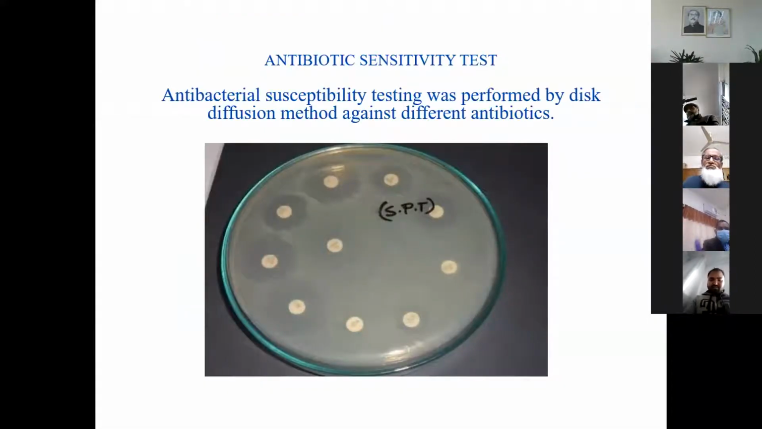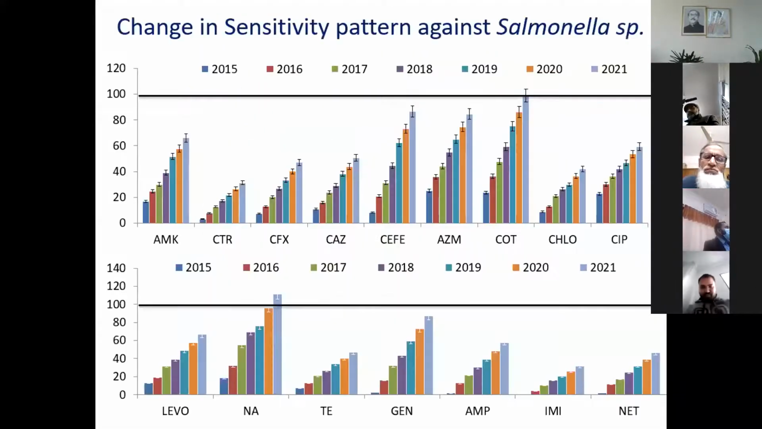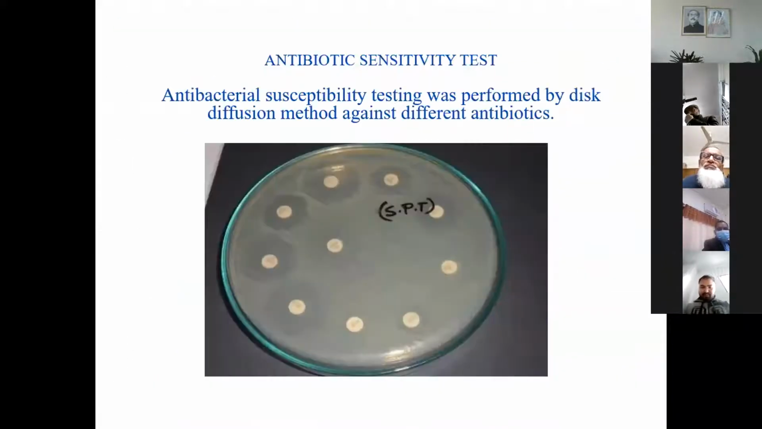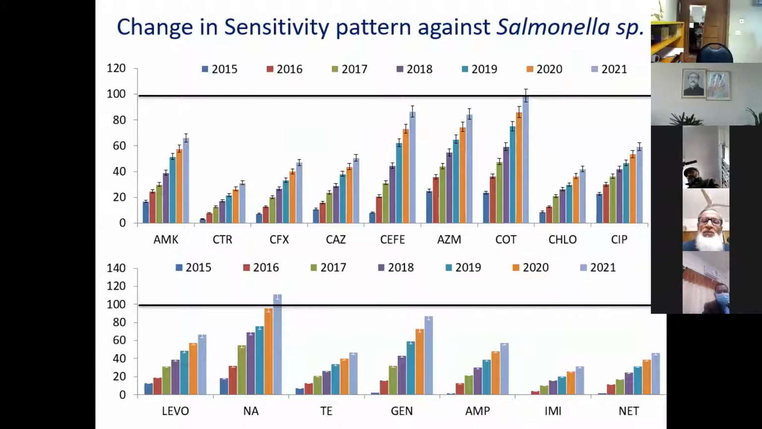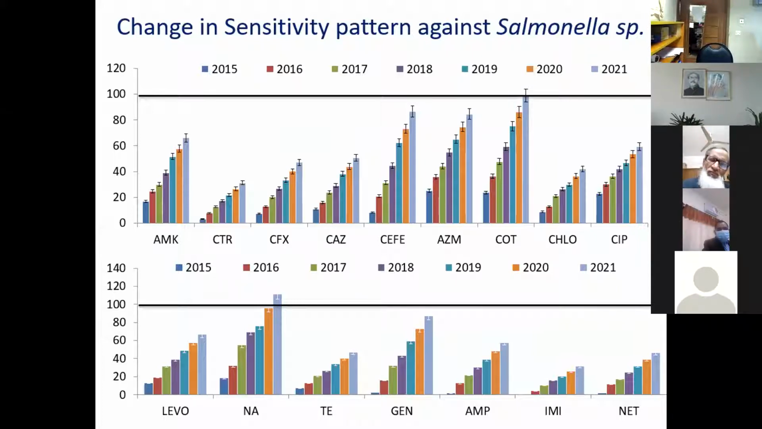And then after getting the pathogenic bacteria, Salmonella or Campylobacter, I did the antibiotic sensitivity test using the disc diffusion method. And after getting the data, we are using some forecasting results here. We have data from 2015 to 2019, and 2020 and 2021 are our forecasting data. So these are the antibiotics we use here.